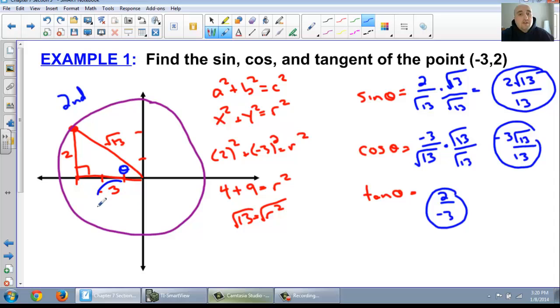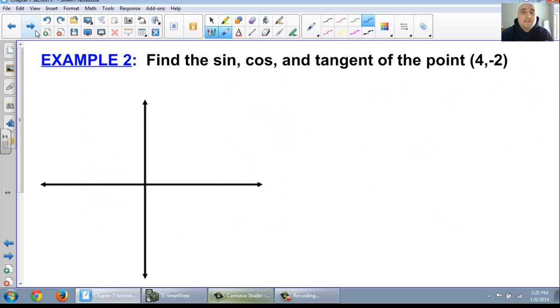Notice our x value is negative and our y value is positive in the second quadrant. All right, example 2. It says find the sine, cosine, tangent of the point 4, 2. Okay, so first thing we're going to do is plot 4, 2. Okay, 4, 2 is 4 to the right. 1, 2, 3, 4. And negative 2. 2 down.